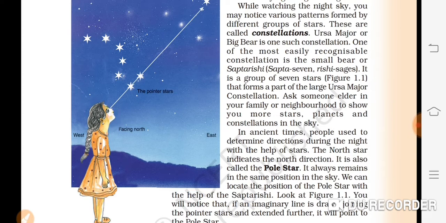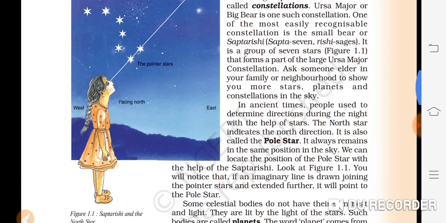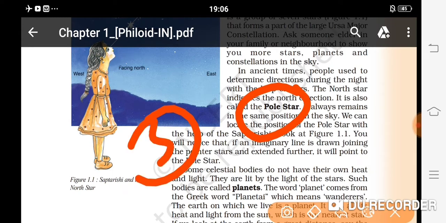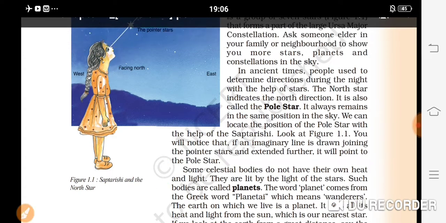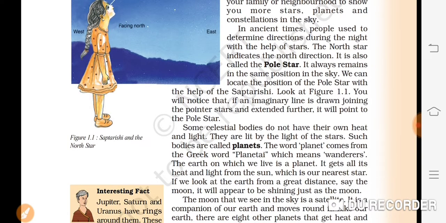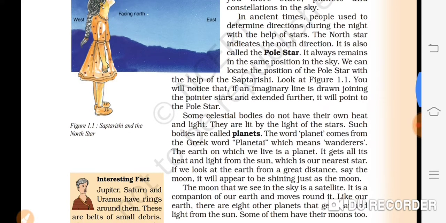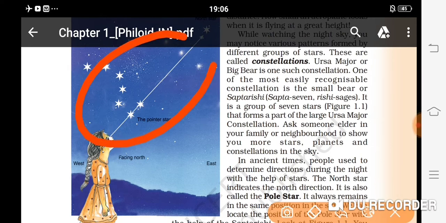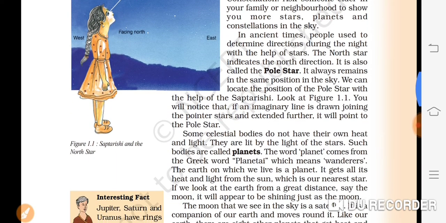Ask someone elder in your family, your neighborhood, or whoever is older than you, and you can ask about the planets and the constellations in the sky. In ancient times, people used to determine direction during the night with the help of stars. Actually, the North Star indicated the north direction at night. This is the third question, very important. Many PCS and government exams ask this question: the Pole Star. Our old elders used it because it always remains in the same position in the sky. We can locate the position of the Pole Star with the help of the Saptarshi. See this diagram. You will find it very easily.